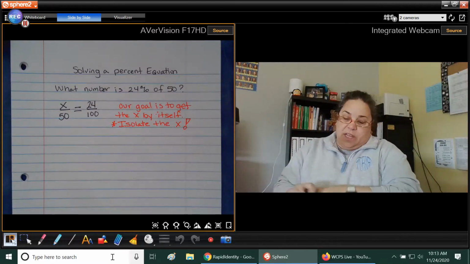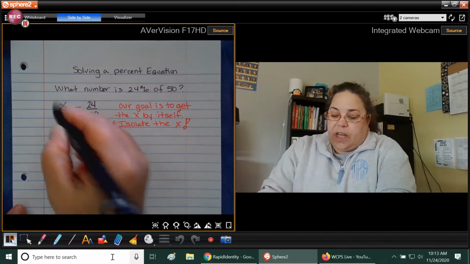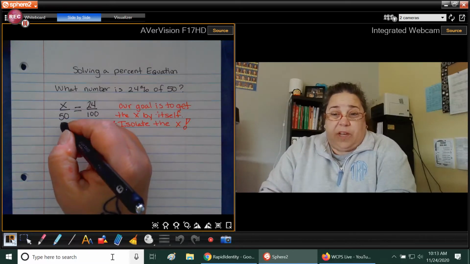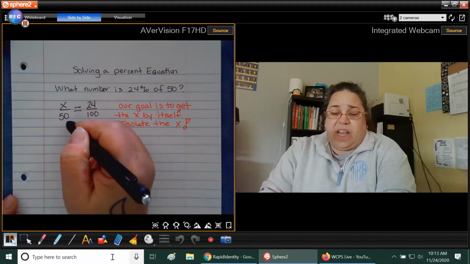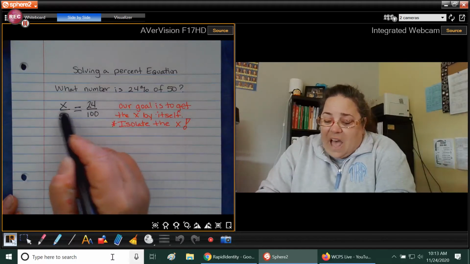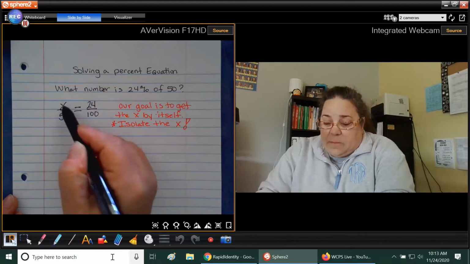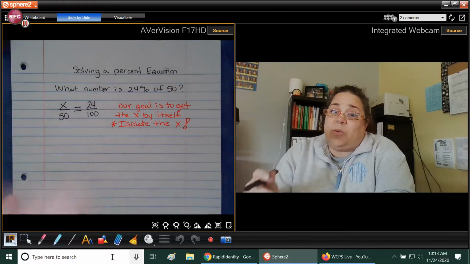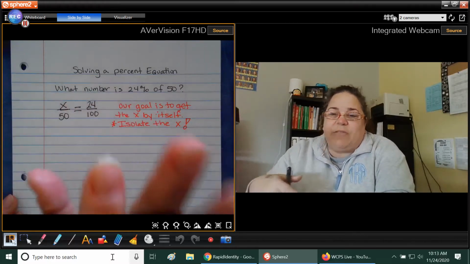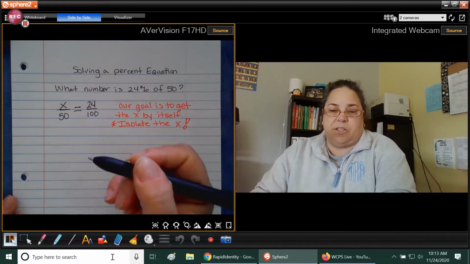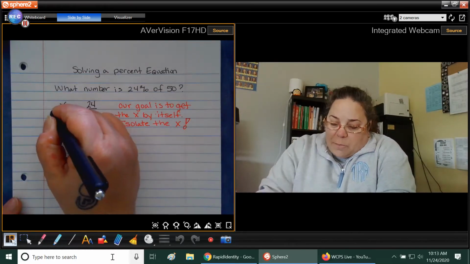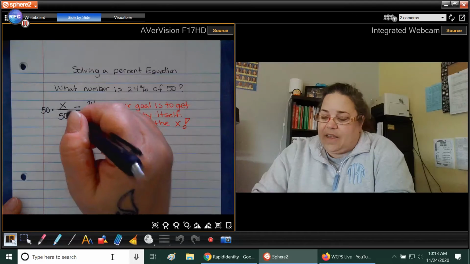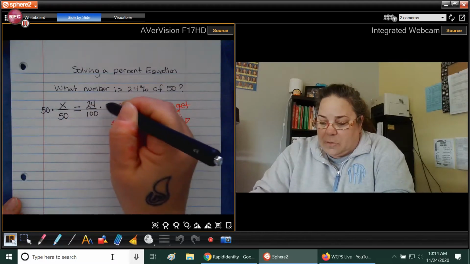So what you would do is you have to do the opposite operation, or the inverse operation, in order to get rid of the 50. Right now this is divide, right? Because it's a fraction. It's x divided by 50. In order to get rid of it and make it non-existent, I have to do the opposite operation. What's the opposite operation of division? It's multiply. So I have to multiply this side by 50. And if I do that to this side, then I have to do it to this side.